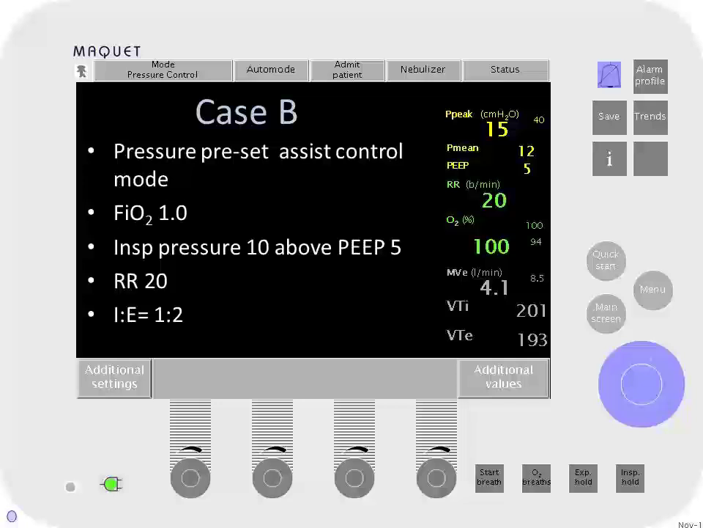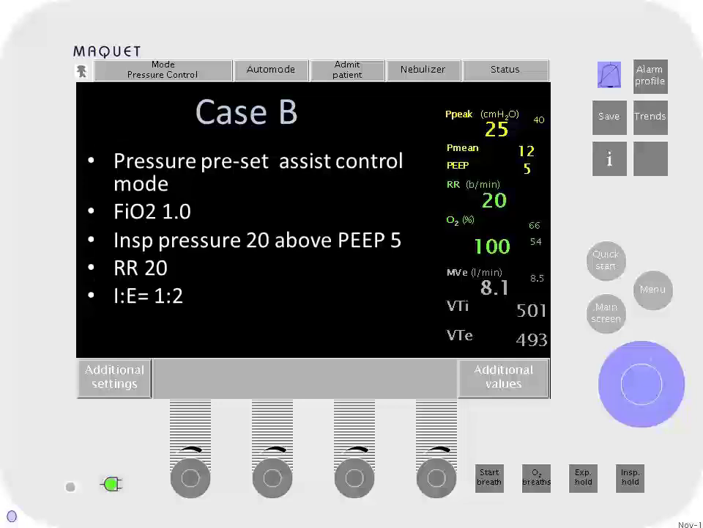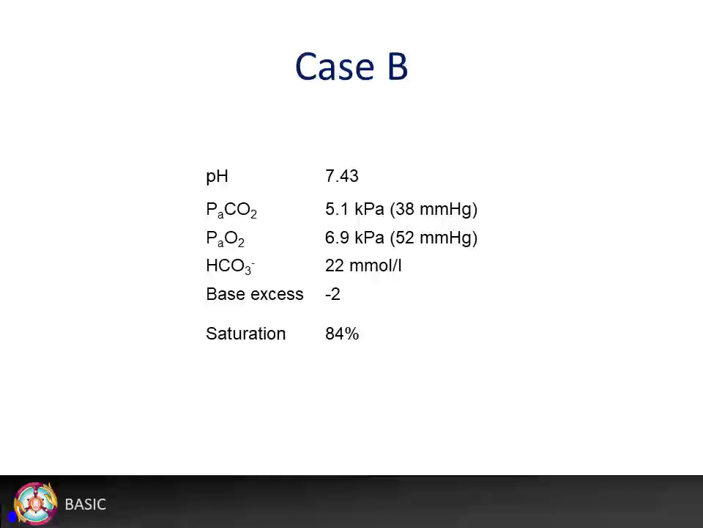In this case, the tidal volume is only 200 mils, approximately 3 mils per kilo. Therefore, the pressure needs to be increased. And with the increase in pressure, the tidal volume increases to 500 mils. However, the saturation is poor, and this is confirmed by an arterial blood gas.